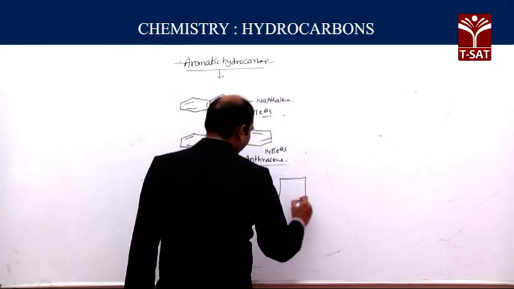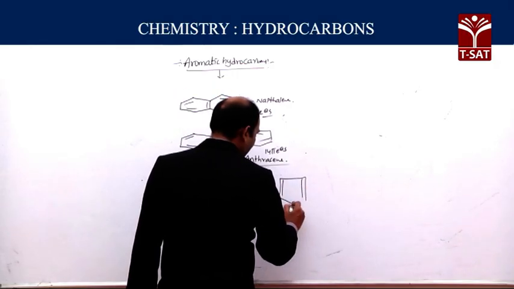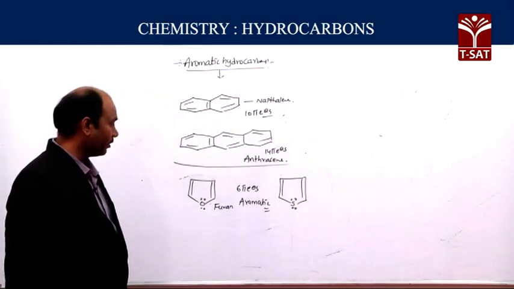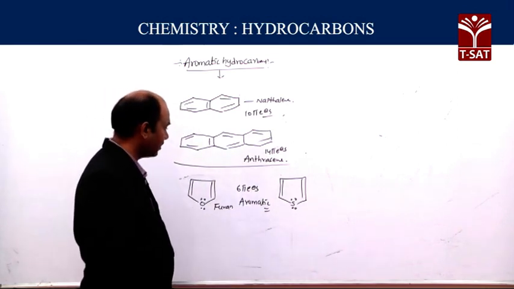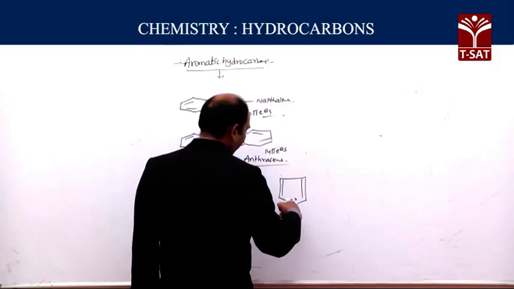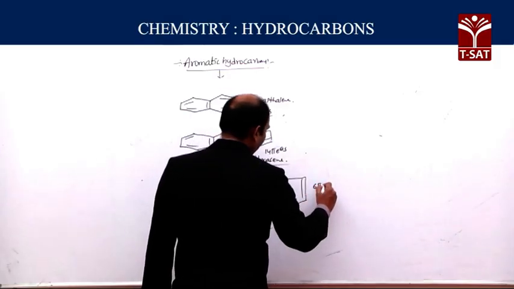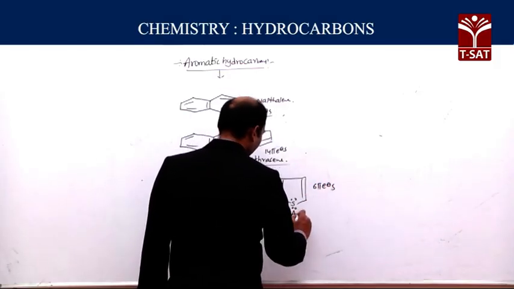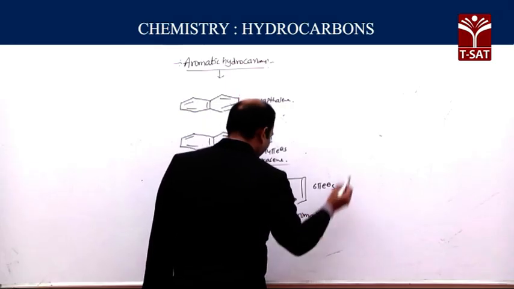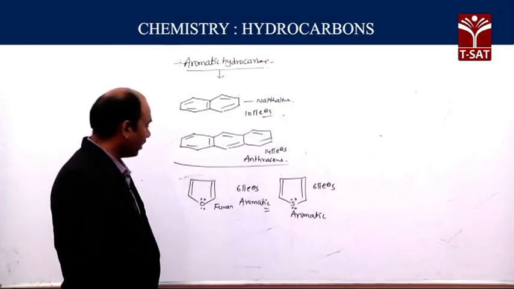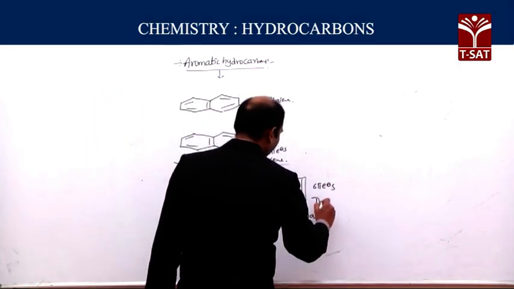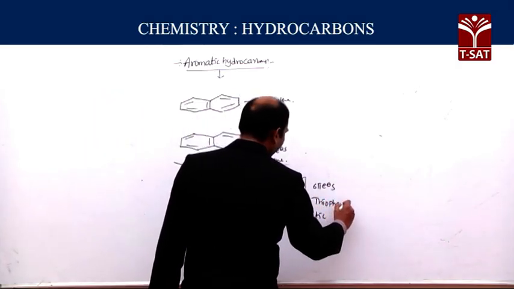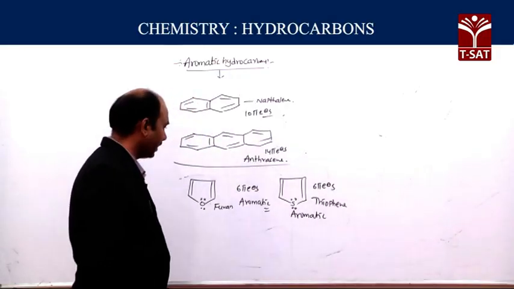If you take thiophene, instead of oxygen we have sulfur. The sulfur again has 2 lone pairs, but we are considering only 1 lone pair in delocalization. This is also 6 pi electrons, so thiophene is also an aromatic compound.